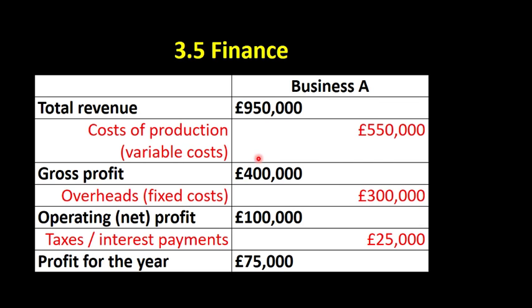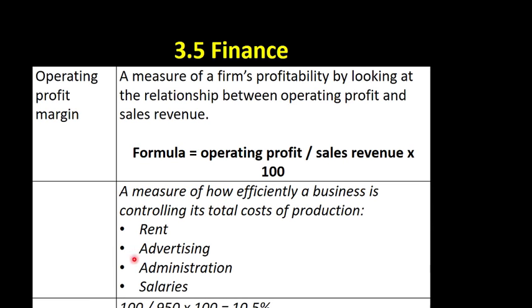Once we've had a look at the gross profit margin, well, that was only our variable costs of production. We want to now take off our fixed costs of production to give an idea of how the business is performing, and that will give us our operating profit. Now, this organisation has incurred £300,000 worth of fixed costs. Those fixed costs could be any of these things here. To give us the operating profit figure of 100,000.